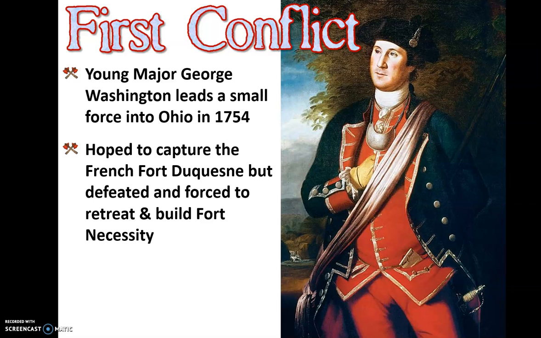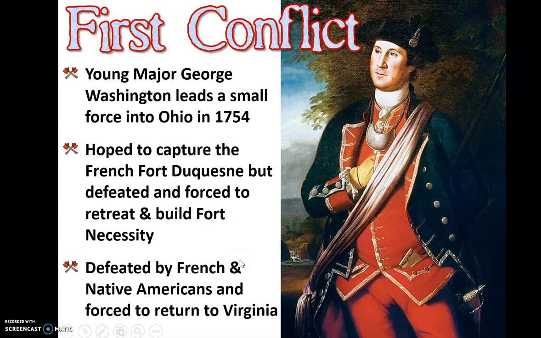But he was unsuccessful, and you'll see that George Washington is very young, and he's such a novice soldier. He's not the established president that we know him to be. He's defeated and he's forced to retreat. And when he's forced to retreat, he has to build his own fort, and he builds a fort named Fort Necessity, because of course it's necessary that he build a fort since he was not able to capture the French fort. He is defeated by the French and Native Americans, or French and Indians, and he is forced to return to Virginia.